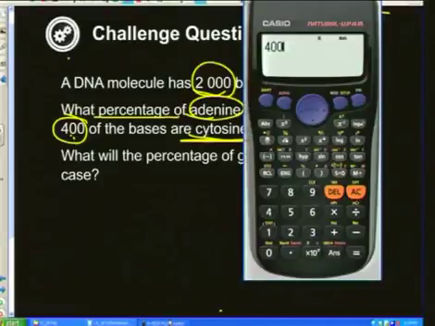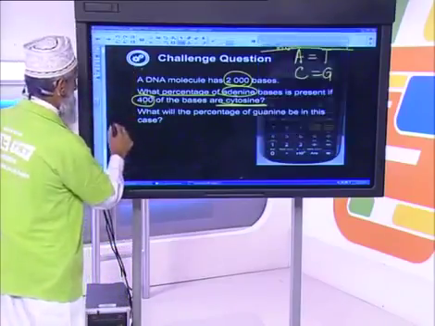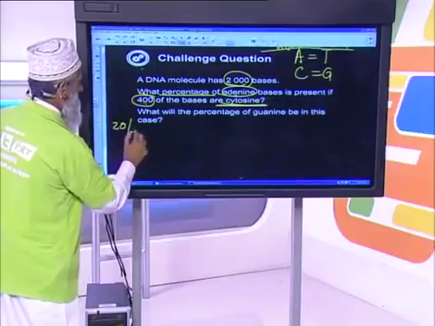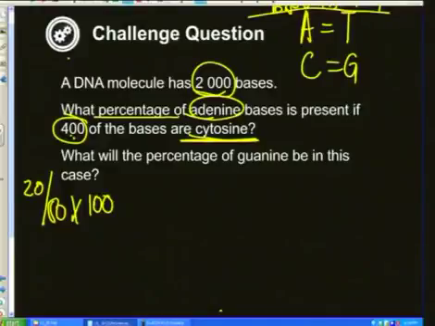Now watch why we're working it out in percentage. If you got a test and you got 20 out of 50, how do you work out your percentage? You say 20 over 50 times 100. You're going to use your calculator and press the percentage button. 20 over 50 times 100 is equal to 40%. So that's what we're doing here.